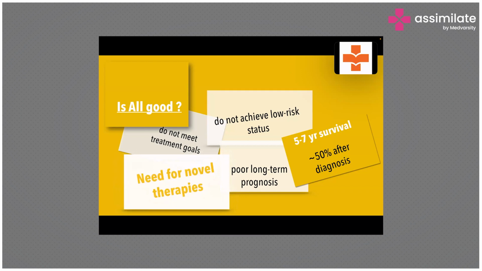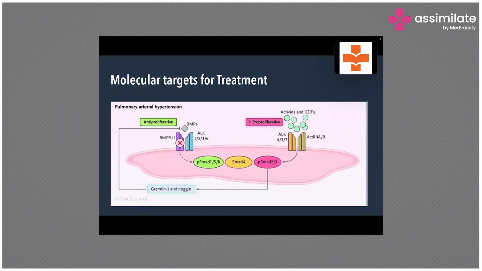So we need to have some other newer therapies. So we have to identify some newer targets, molecular targets, and find out the newer therapies. Now there are a lot of molecular targets that have been postulated. I have not put everything here. It's really confusing. But one of the most important, upcoming pathways is this pathway. This is the bone morphogenetic protein receptor 2 pathway.